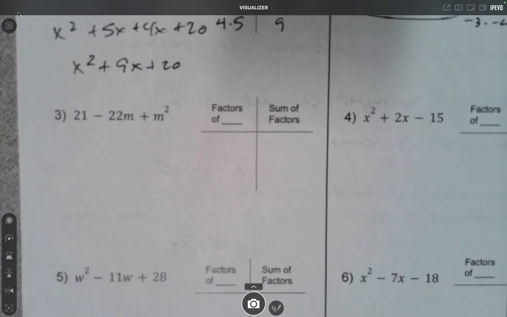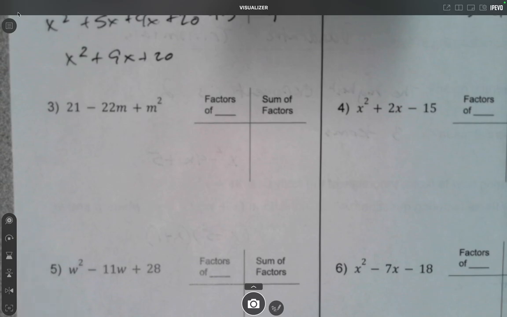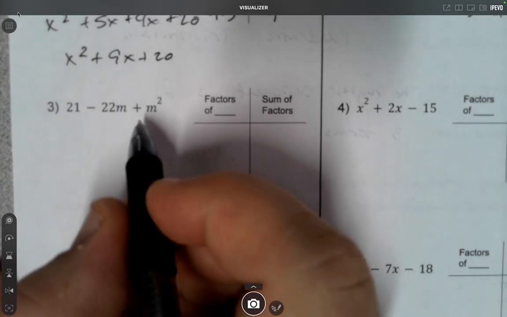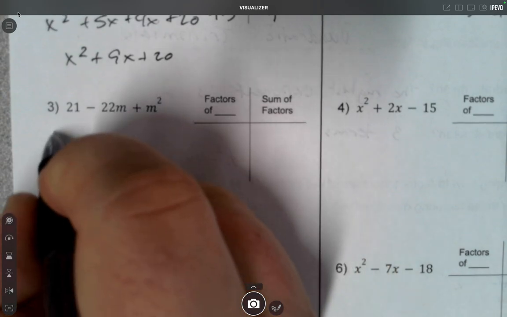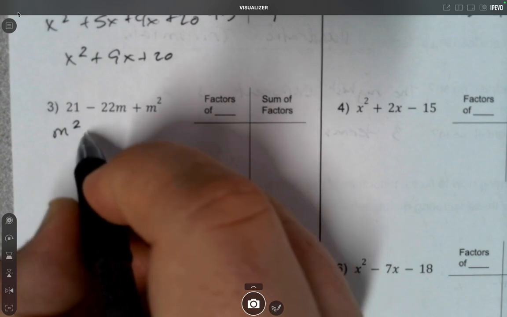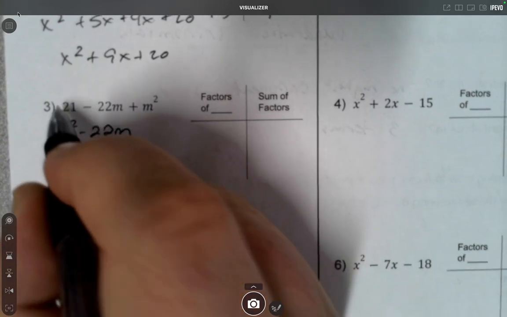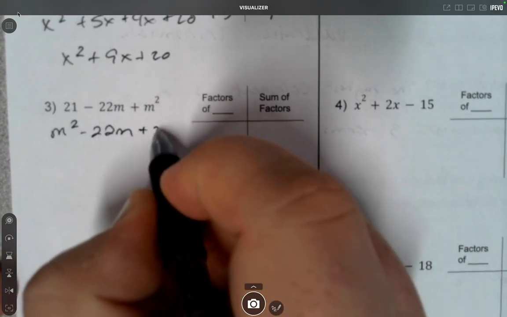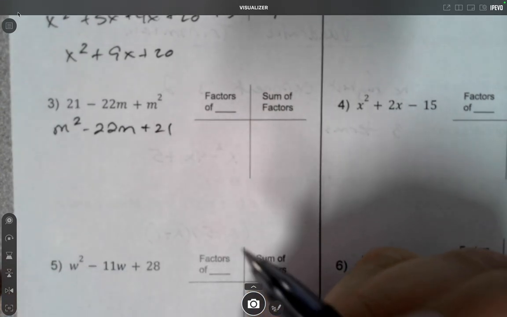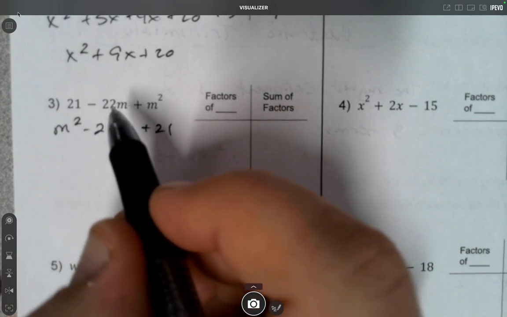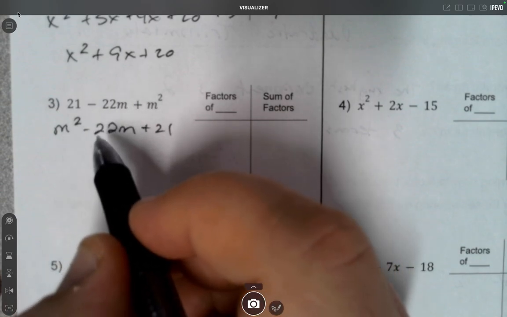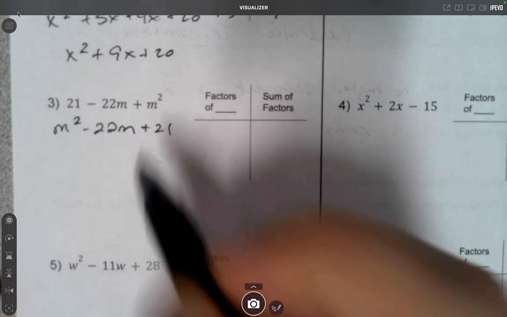Okay, sometimes they'll give it to you with the terms in a different order. Now, there's nothing wrong with this, but honestly, I think it's easier if you move it back into the form we've had all along. Put the variable squared first, the one with just the variable second, like it already is, and then the constant last. But you got to make sure you keep their signs consistent. This is a plus m squared, so I have a positive m squared. A minus 22, so I keep it minus 22. A positive 21, so I keep it positive 21.